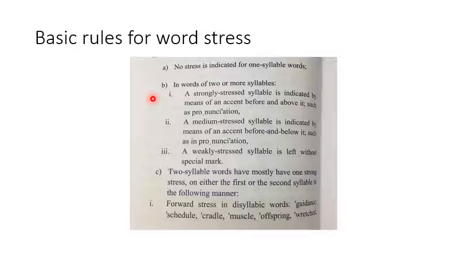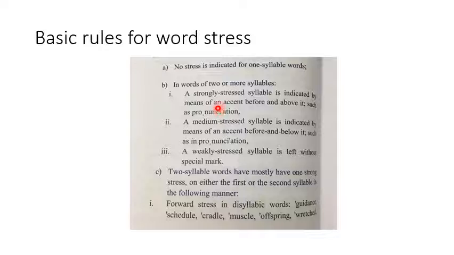B, in words of 2 or more syllables, مقطعين فأكثر, بيكون عنا a strongly stressed syllable is indicated by means of an accent before and above it. تمام? Such as pronunciation. The strongly stressed syllable بعلمه بإشارة اللي هي شايفينها هذه vertical line before and above the syllable, قبله وأعلى المقطع. هذه إيش؟ strongly stressed syllable. إذن كلمة pronunciation, this is how we pronounce it.